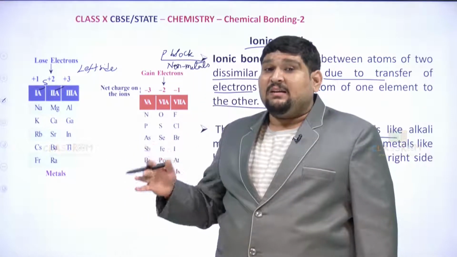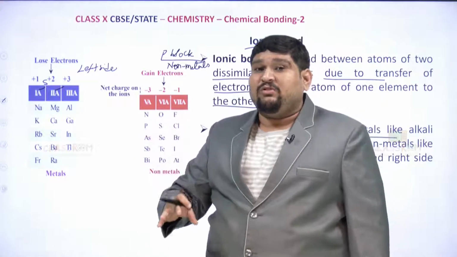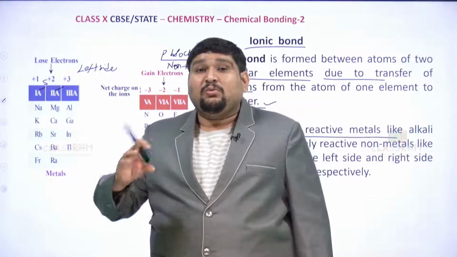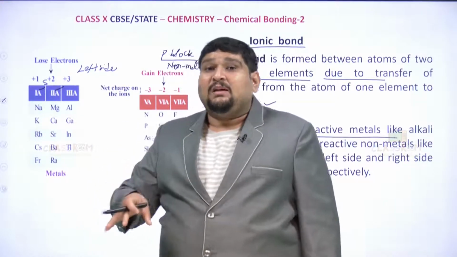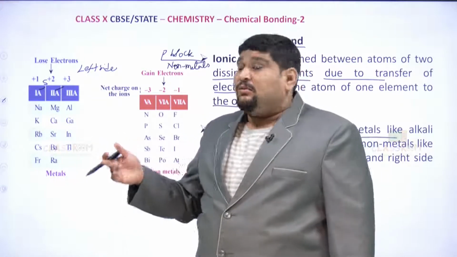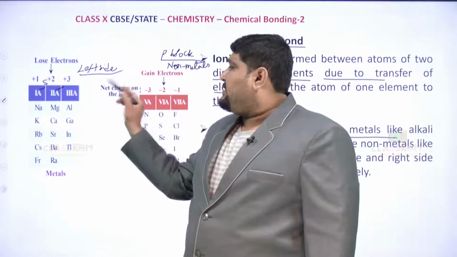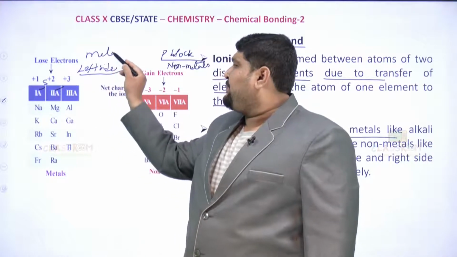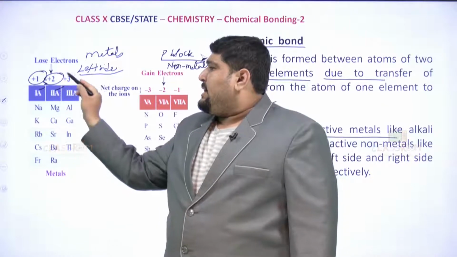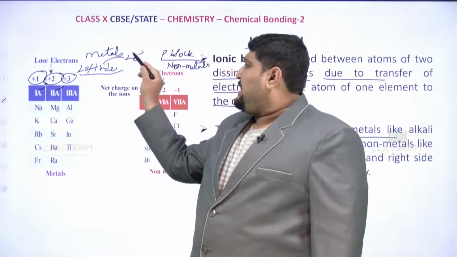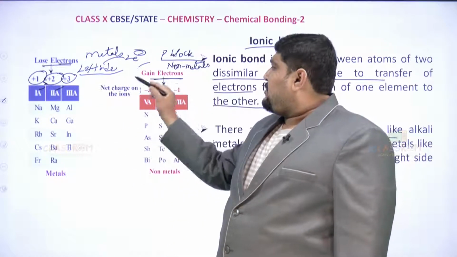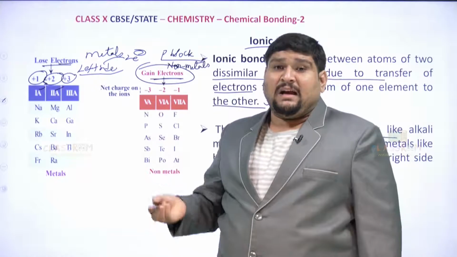When learning the formation of an ionic bond, we see that it takes place between two dissimilar elements, one being a positive ion called a cation and one being a negative ion called an anion. From the left side, these are metals, which show electropositive character and have a tendency to give out electrons, so they lose electrons. In the same way, non-metals show electronegative character and try to gain electrons.